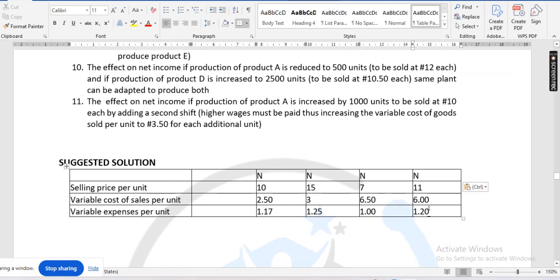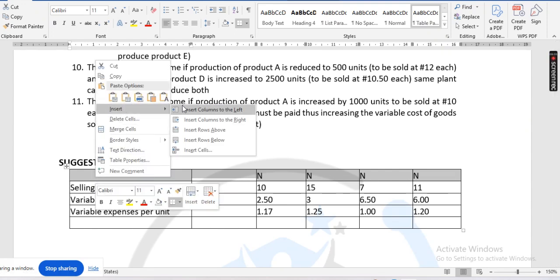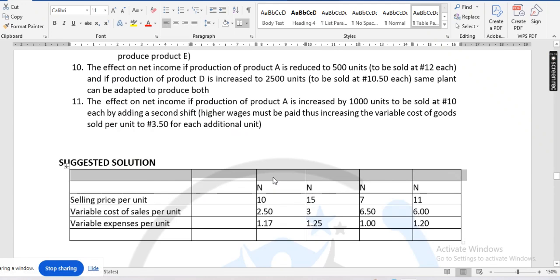Okay, I need to insert another column so that we will have the products. Product A. Class, are we still together? Product B. Yes, we are. Product C. Okay, that's fine. Then product D. This is the product.